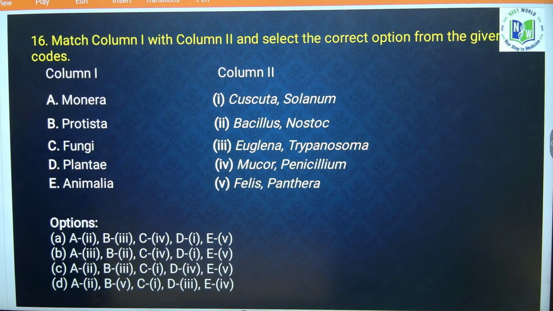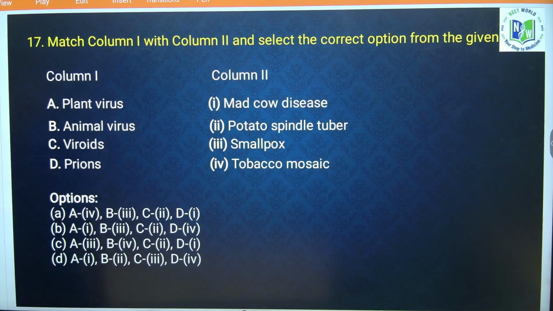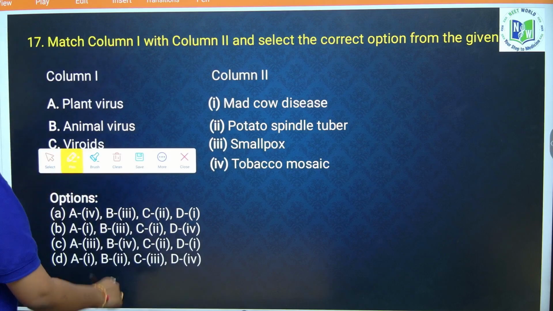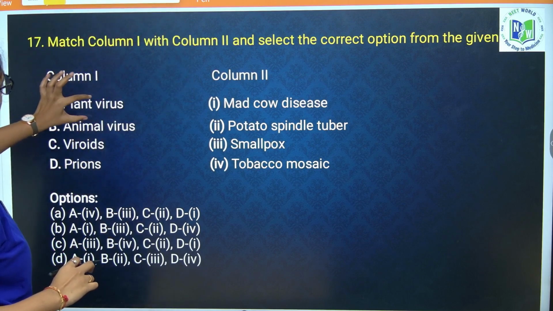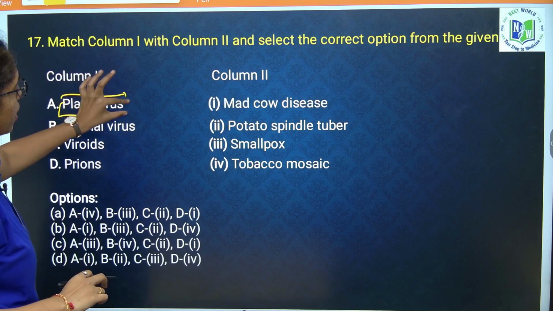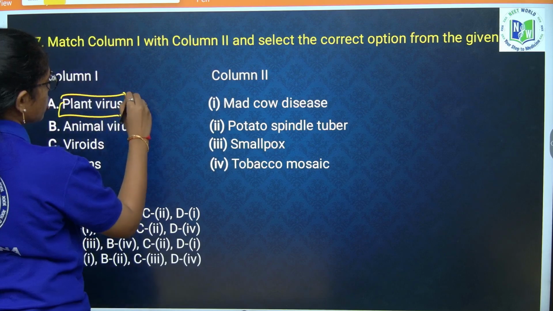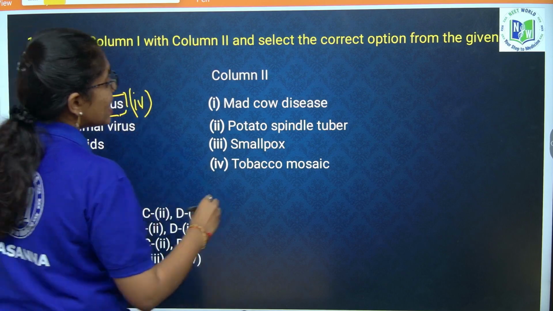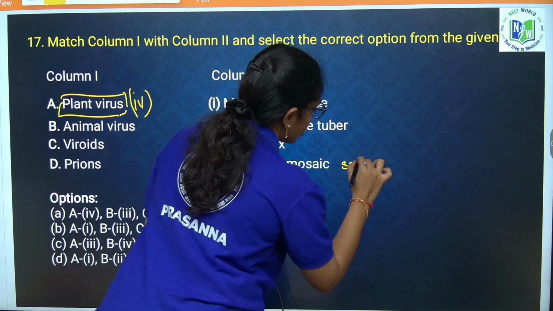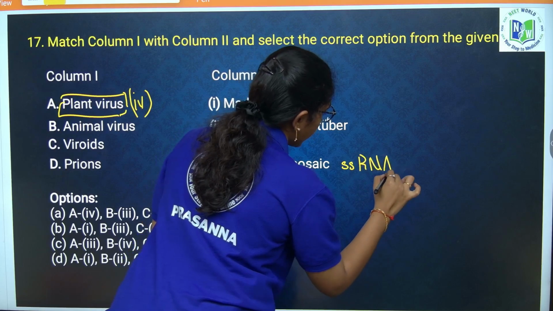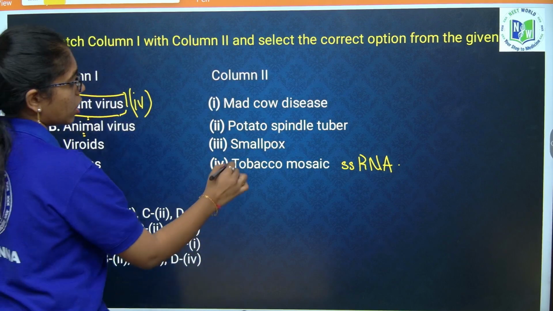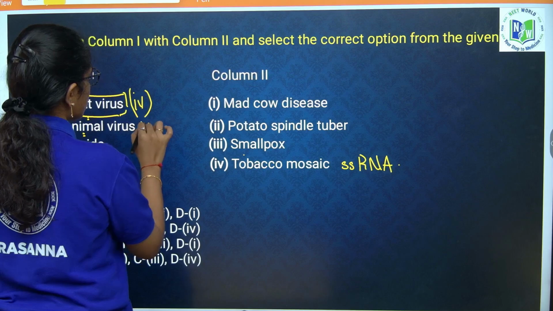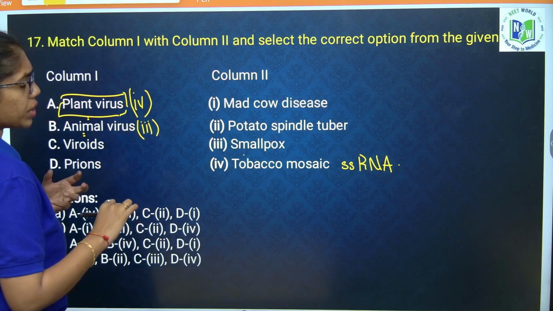Next question. Match column 1 and column 2 and select the correct option from the given columns. So this is the last question. Stay focused. Plant virus. Plant virus is tobacco mosaic virus, option 4, which possesses single stranded RNA. Animal virus. Animal virus includes smallpox, which contains DNA.